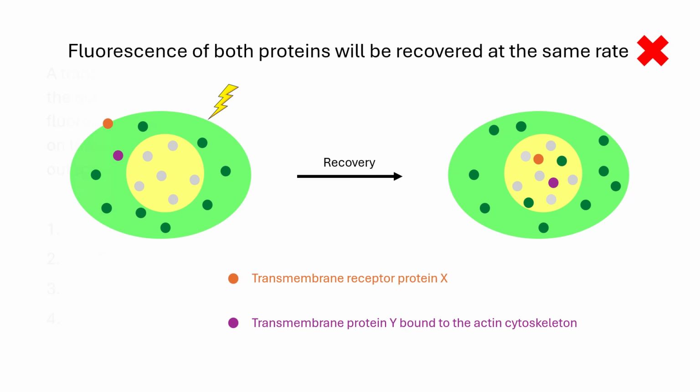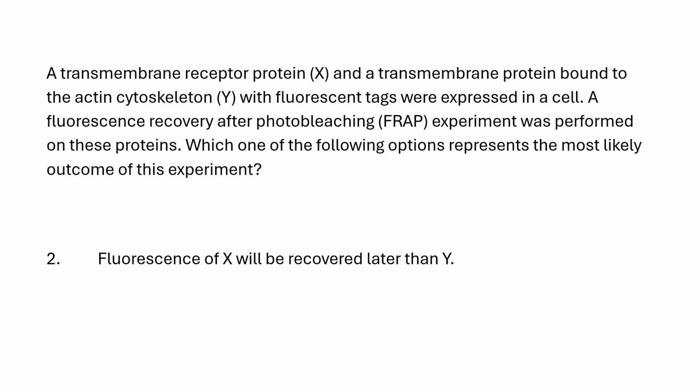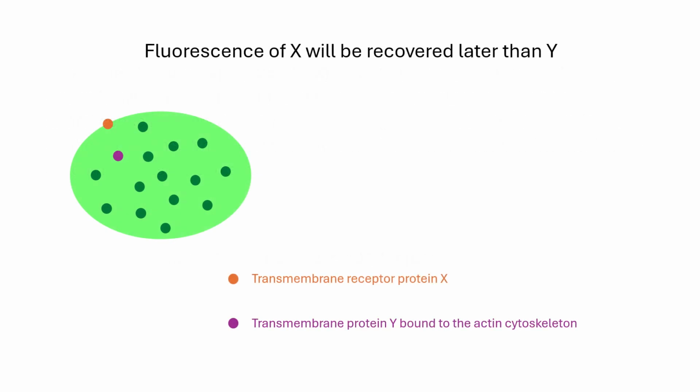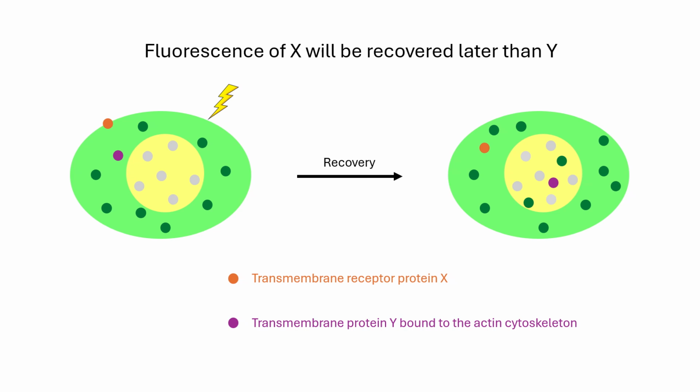Now, the second option is fluorescence of X will be recovered later than Y. X is a freely diffusing transmembrane protein not bound to the cytoskeleton. Thus, it will have a high degree of mobility, resulting in a fast fluorescence recovery. Overall, since X is more mobile, it will recover faster than Y. Therefore, this option is incorrect.